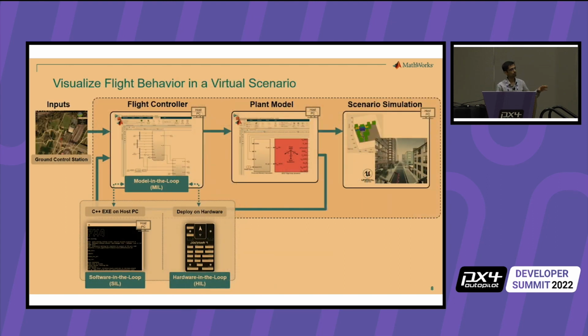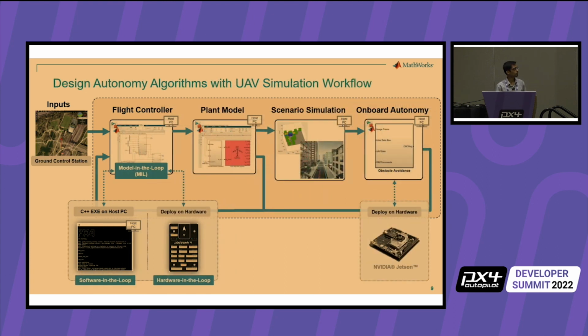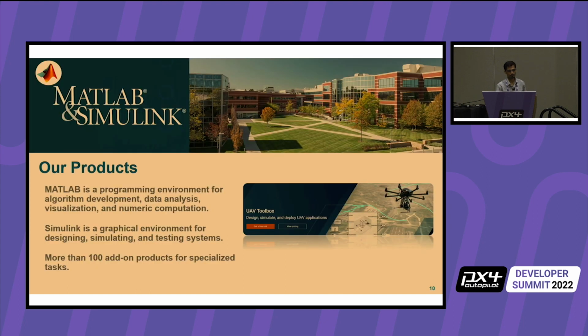And then while we are doing this, we also want to visualize how our flights are looking like, and for which we have Unreal integration where we launch Unreal within Simulink, and we visualize different flight scenarios while the hardware in the loop is running. And you can also deploy algorithms on Jetson right from Simulink, so you can prototype your algorithms, and when they're ready, you can deploy it on Jetson and have your autonomy running on NVIDIA Jetson board.